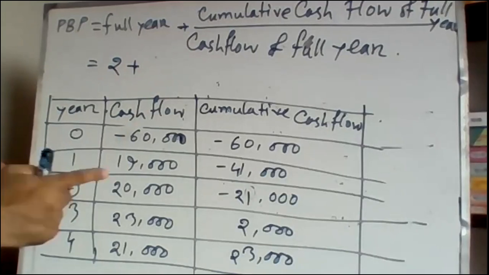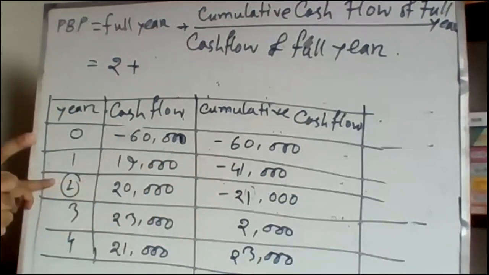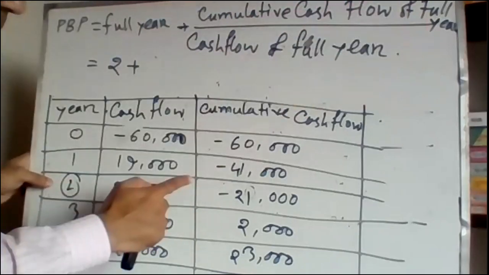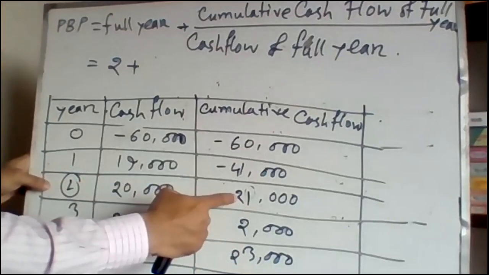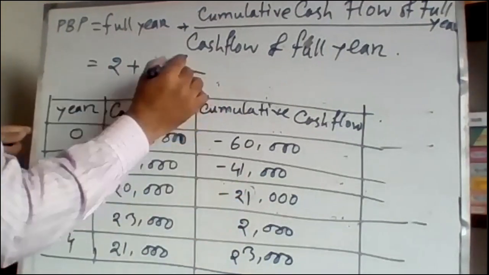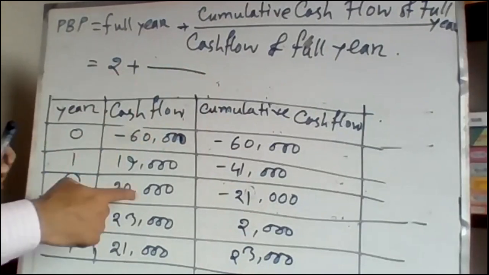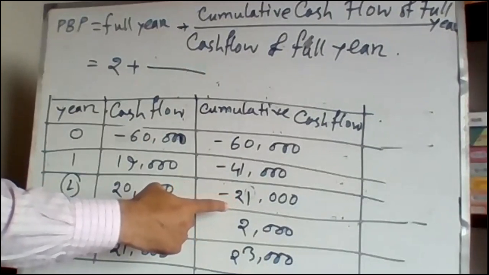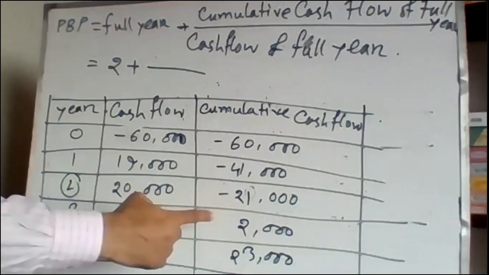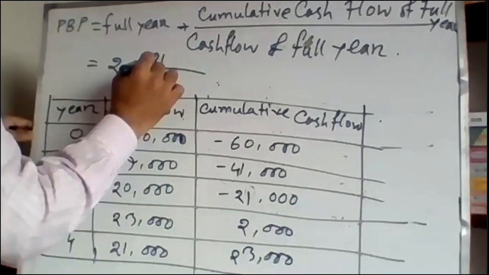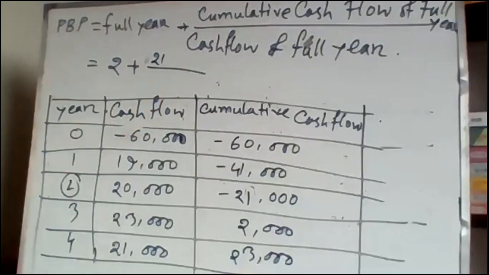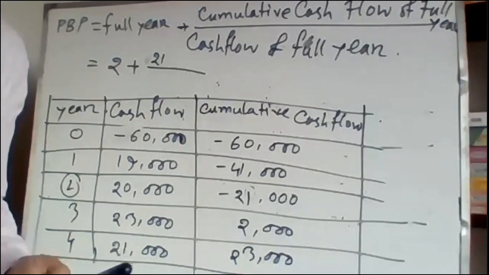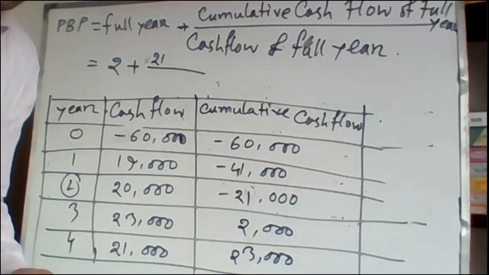This 2 year, that means the year of the last minus figure is the full year. Then the cumulative cash flow of the full year. So this is the cumulative cash flow figure. So the last minus 20,000 taka is the cumulative cash flow of the full year. That means what is the cumulative cash flow of the full year? Tell me. 21,000. Minus 21,000 here, but we will not use minus. Just the figure will be taken. Okay? Understand?